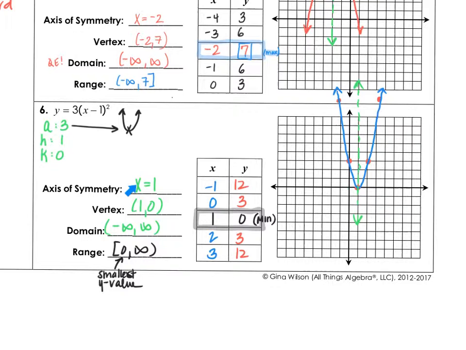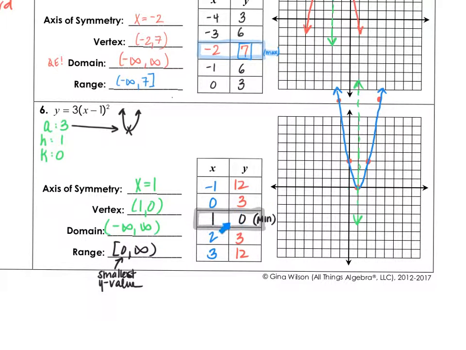Axis of symmetry at x equals 1. Vertex at (1, 0) in my table. That vertex is a minimum because my a is positive, which means that 0 is my lowest possible y value. So my range goes from 0 to positive infinity. And my domain of every quadratic is from -infinity to infinity.